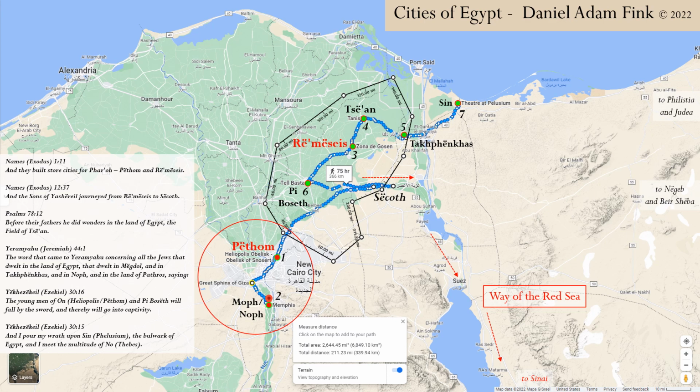"And I meet the multitude of No," that's Thebes. Thebes being the capital of Upper Egypt. So here when you see the cluster of the cities, you understand these cities which are named in the Bible, how do they relate to each other, and how do they relate to Canaan and the Hebrews who are to the east, the right of this map.